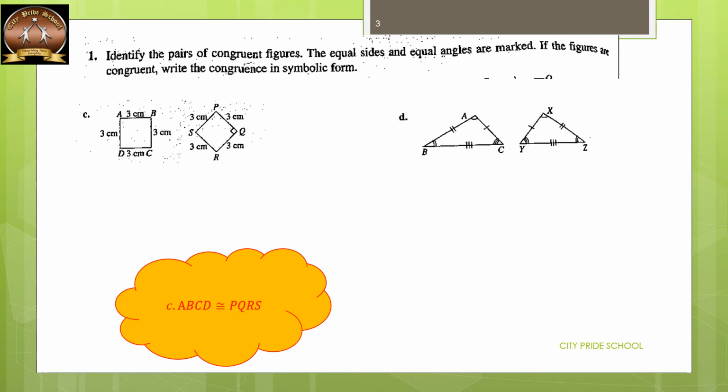Now come to question number D. You have triangles ABC and XYZ. After seeing the figure, you can see that angle A is congruent to angle X, angle B is congruent to angle Z, angle C is congruent to angle Y, and the sides are also equal. That is, AC is equal to XY, AB is equal to XZ, BC is equal to YZ. So I can say these triangles are congruent.